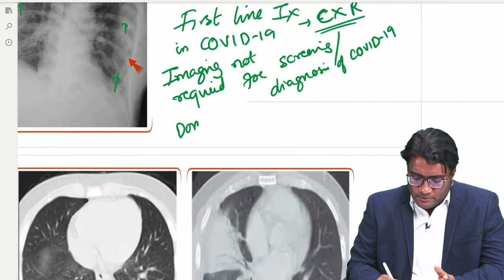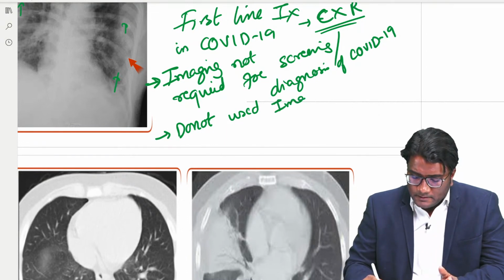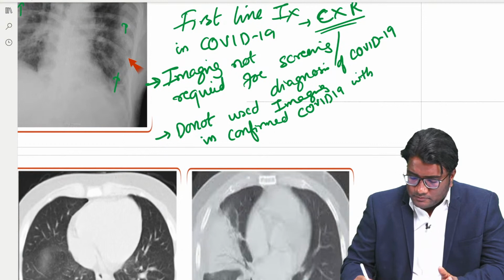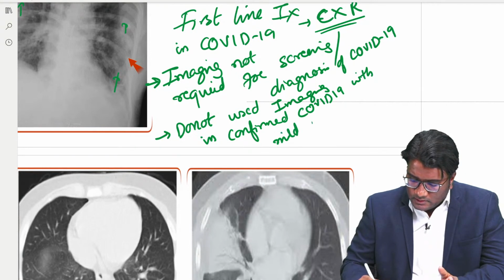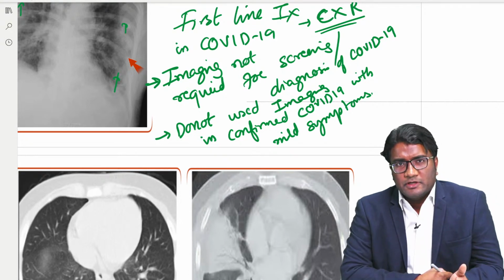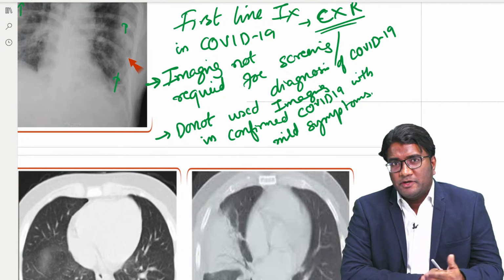Do not use imaging in mild patients. Do not use imaging in the sense no x-ray, no CT also. Do not use imaging in confirmed COVID-19 with mild symptoms. So only use it when you are feeling that the patient may have respiratory deterioration. The role of imaging is only in patients who are suspected to have respiratory deterioration.